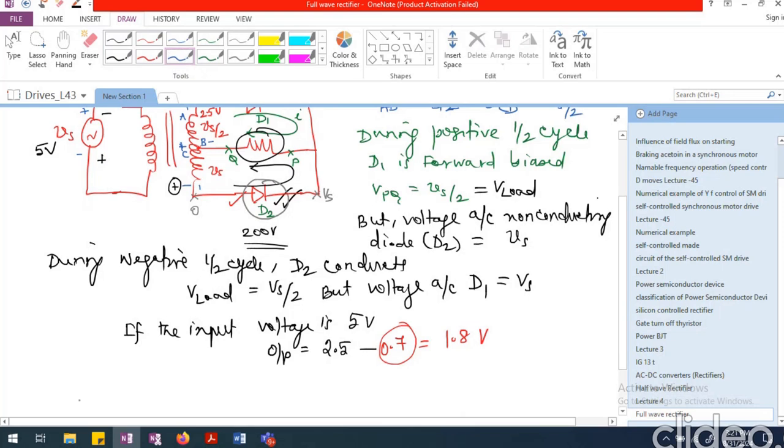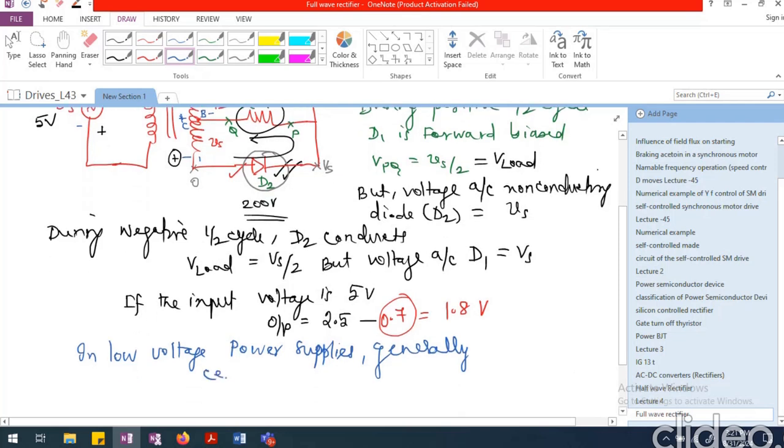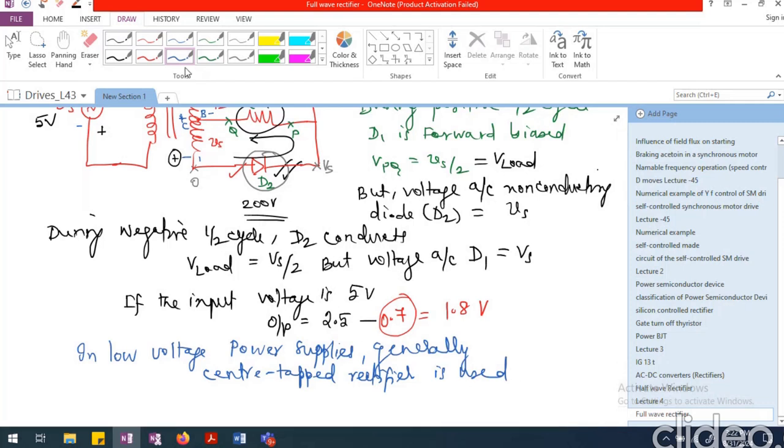That is the reason why in low voltage power supplies, generally center tapped rectifier is used, because only one diode drop is considered. It is only coming in the conducting path. So that is the reason why center tap rectifier is preferred in low voltage power supply.